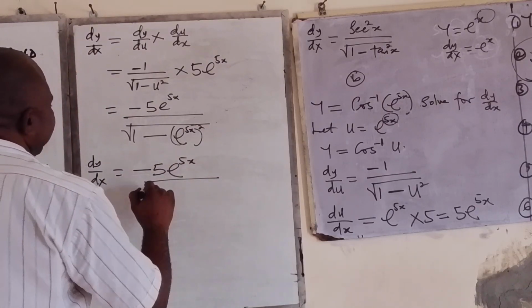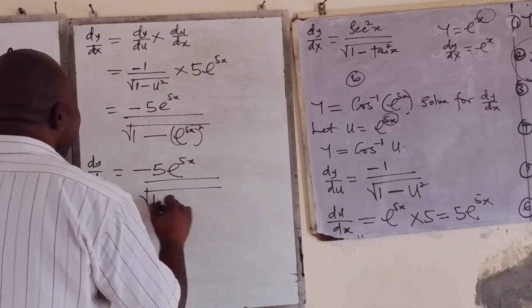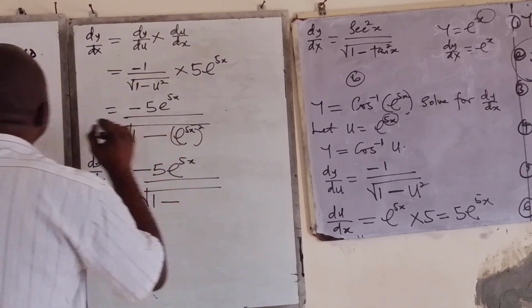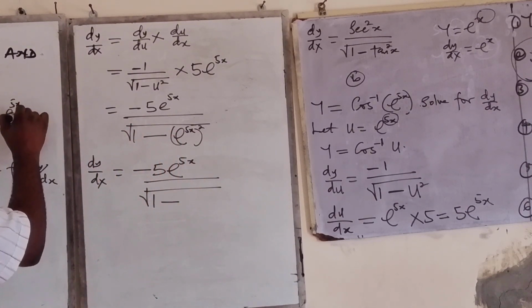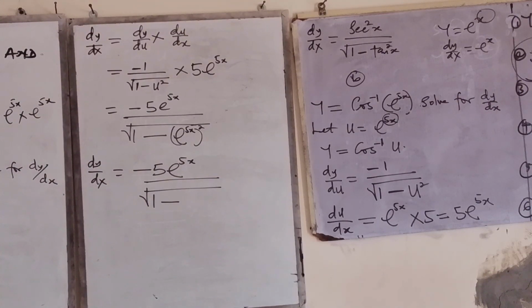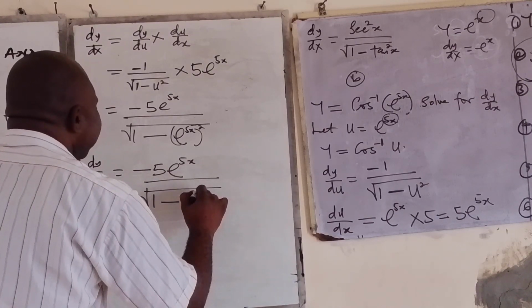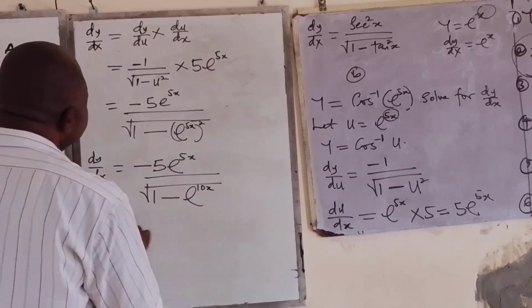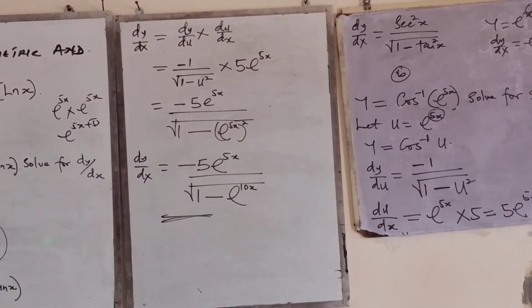divided by the square root of 1 minus, here we have e power 5x times another e power 5x. And we all know from indices that when you're multiplying functions with equal bases, you are adding the powers. Yes, so here this will be e power 5x plus 5x. In that case, this will give us e raised to the power of 10x. So that is dy/dx.